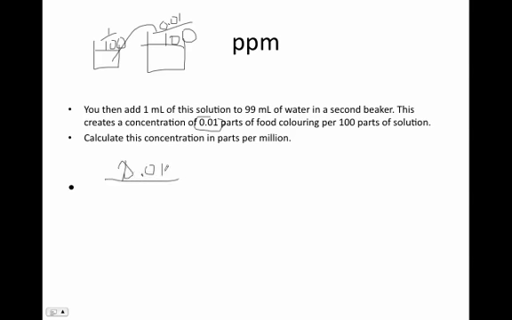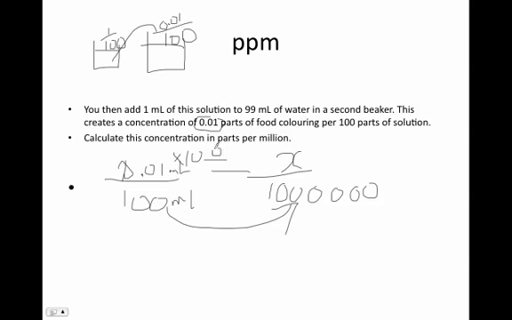And what is that? It's wanting to know what is 0.01 mils out of 100 mils. What is that in so much out of a million, or parts per million? So again, what do we times 100 by to get to a million? We times the top by the same. So we got to times this by 10,000. And that would be 100 ppm, parts per million.